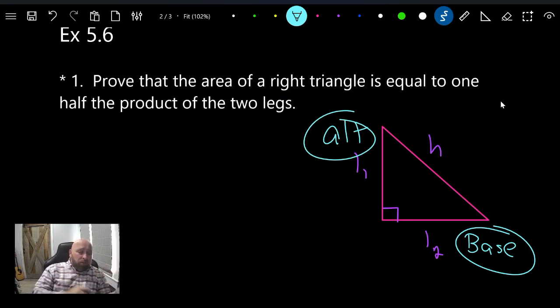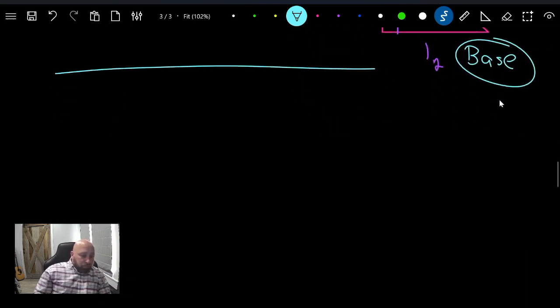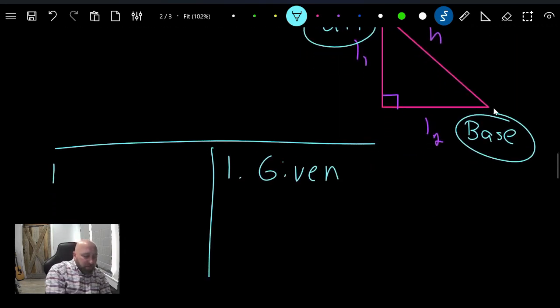So really what they're trying to get you to do here is prove this, and we can do our little T-proof here. One is obviously the given, and I'm not going to take the time to write the given, but basically just that triangle ABC is right.